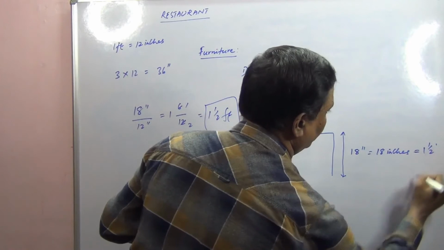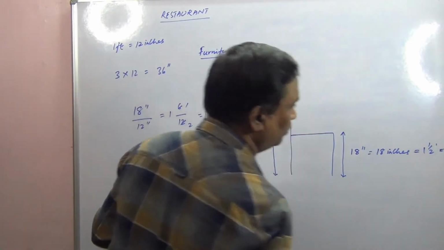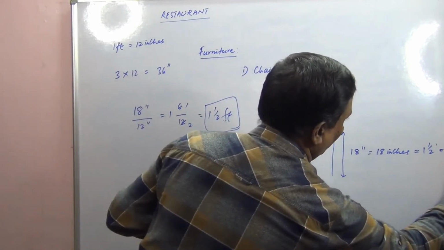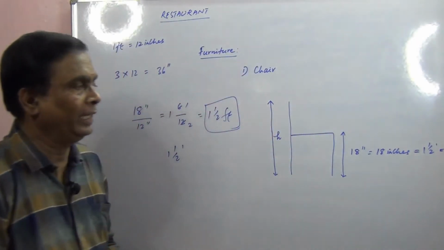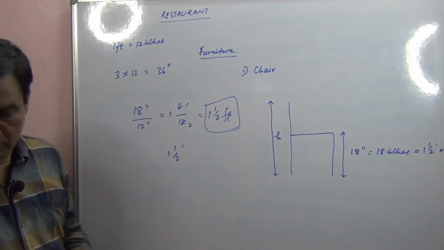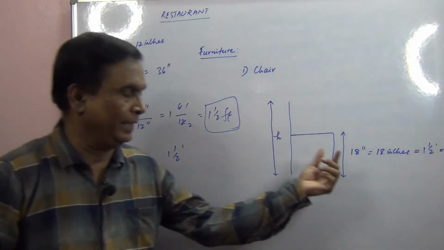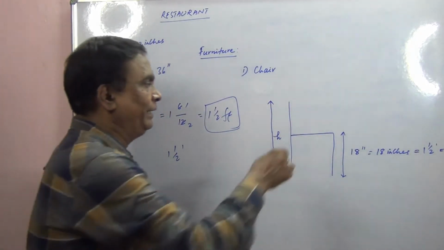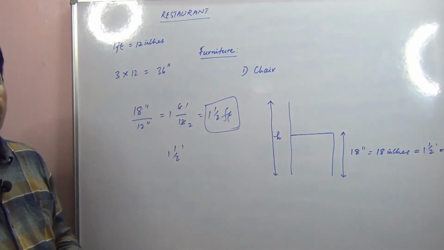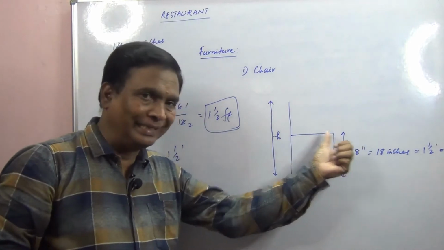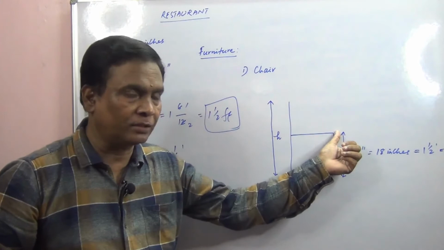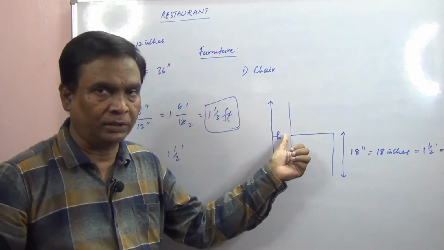One and a half feet, that equals 1.5 feet. Like that you can also write it. Okay? Fine. Now we have to calculate this one also. You can also call it a width or a depth, from the edge of this to the back of the chair.